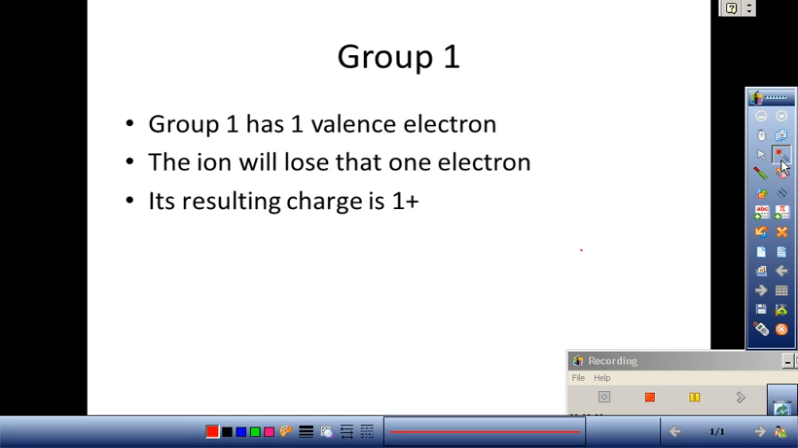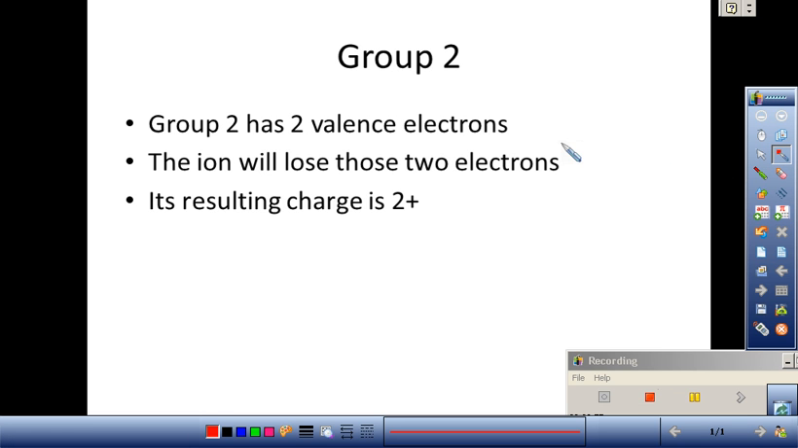Alright, so what's group 1 going to do? Well, group 1 has one valence electron. The group number tells you how many valence electrons you have. So it's a metal, and group 1 are going to lose that one electron. And if I lose one negative, my charge then is 1 plus. So if I look at group 1 and I look up lithium, he's going to lose his one electron because he's in group 1. So my charge of that cation will be plus 1. So anybody from group 1 will have a charge of plus 1.